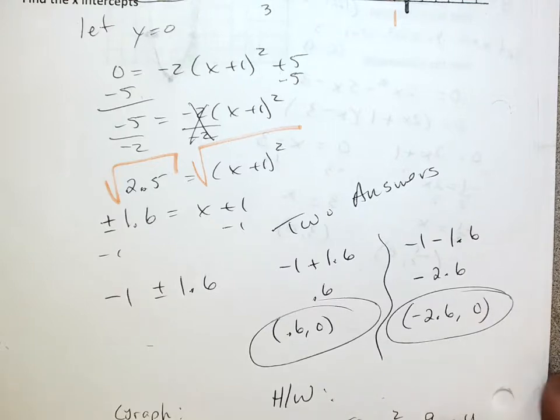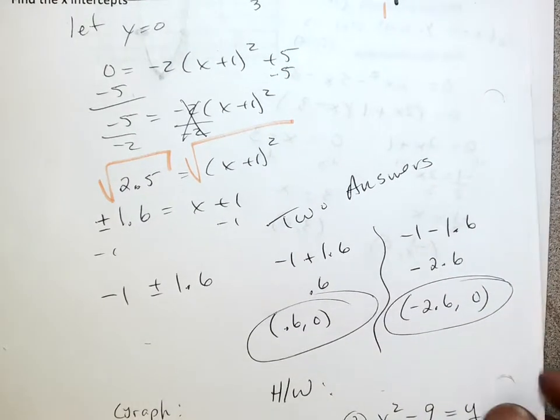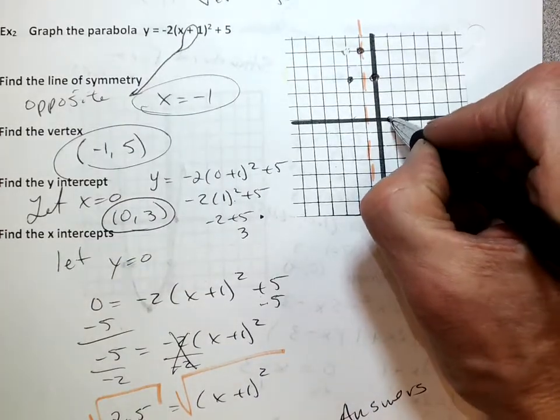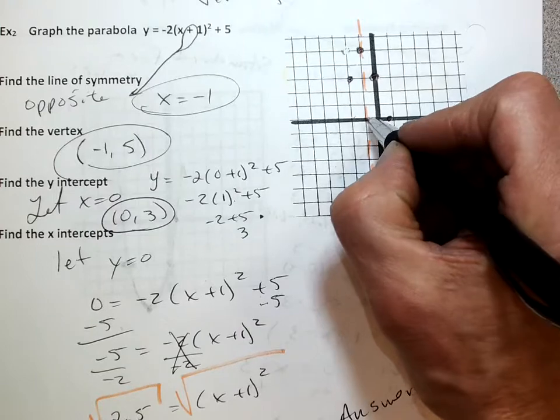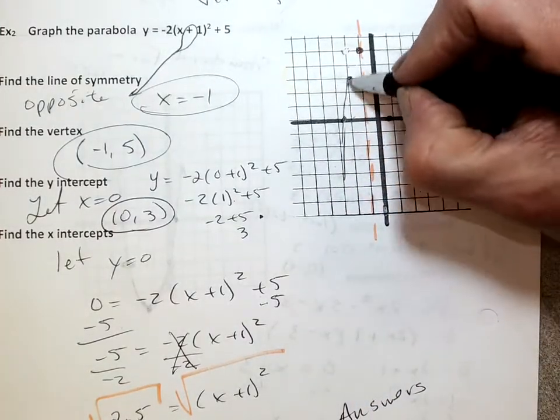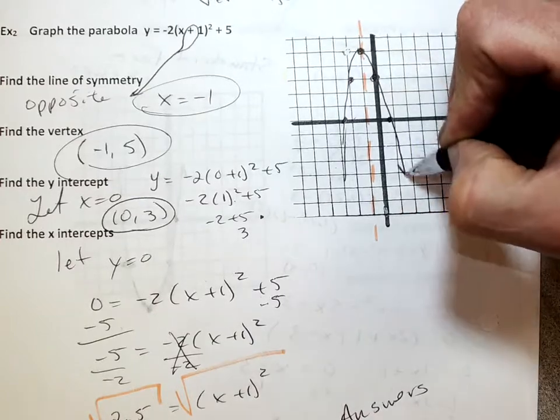Okay, let's plot those points. So let's plot what I have. I'll slide back up, 0.6 is about there. Negative 2.6 is about there. And here's what I have for my parabola.